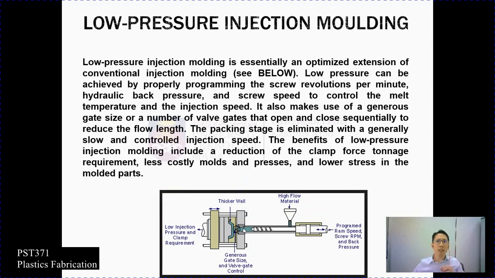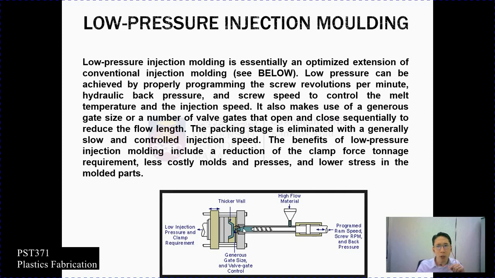Then we have low pressure injection molding. Low pressure injection molding is essentially an optional extension of conventional injection molding. Low pressure can be achieved by properly programming the screw revolutions per minute, hydraulic back pressure, and screw speed to control the melt temperature and the injection speed. Also make use of a generous gate size or a number of valve gates that open and close sequentially to reduce the flow length. The packing stage is eliminated with generally slow and controlled injection speed.